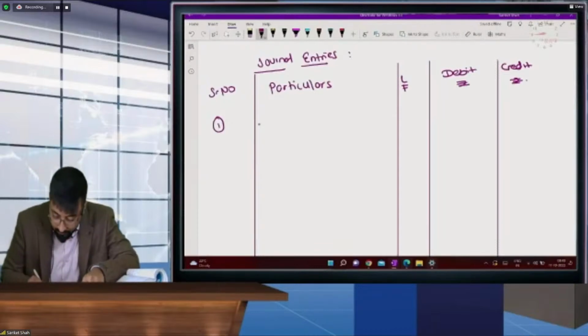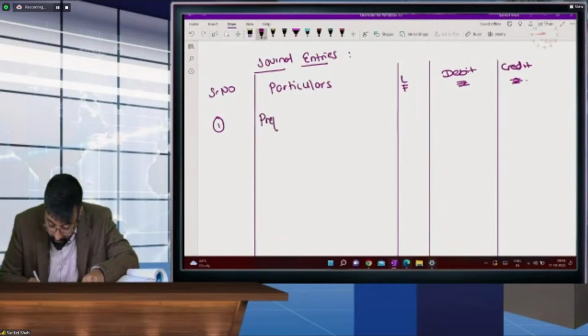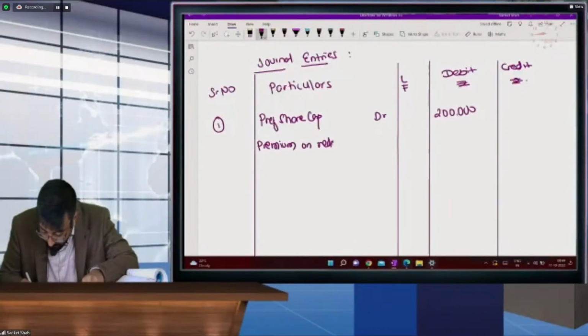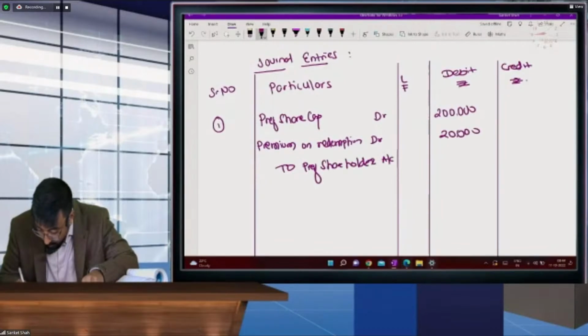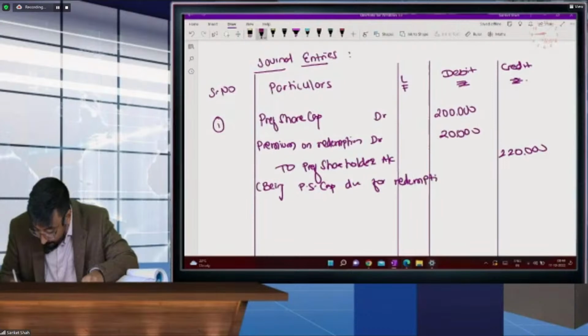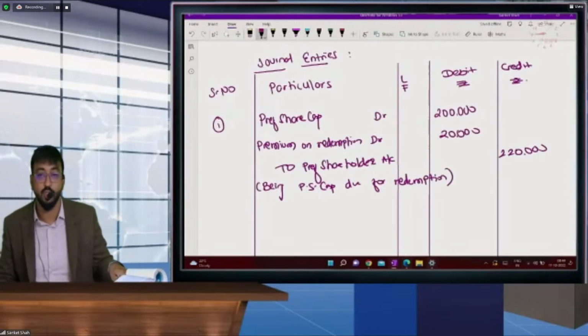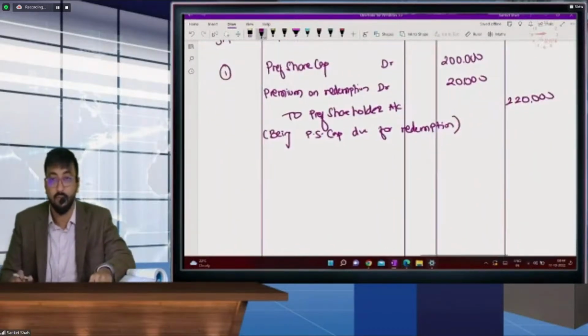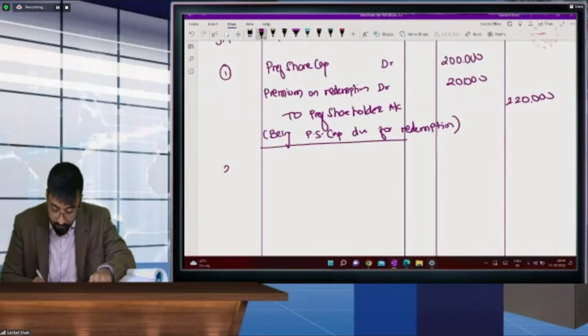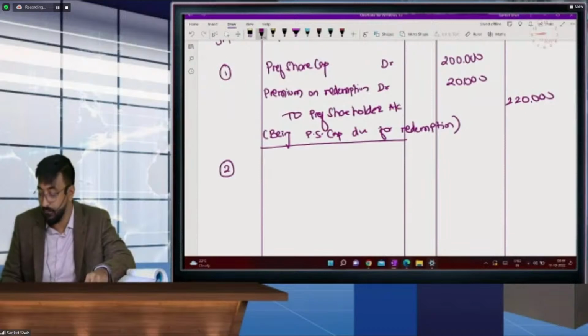Okay. Number one, preference share capital account debit 2 lakhs. Premium on redemption account debit 20,000. To preference shareholder 2,20,000 being preference share capital due for redemption. First entry. One line after that. Second. एक एक लाइन एग्जाम में ड्रॉ करना.